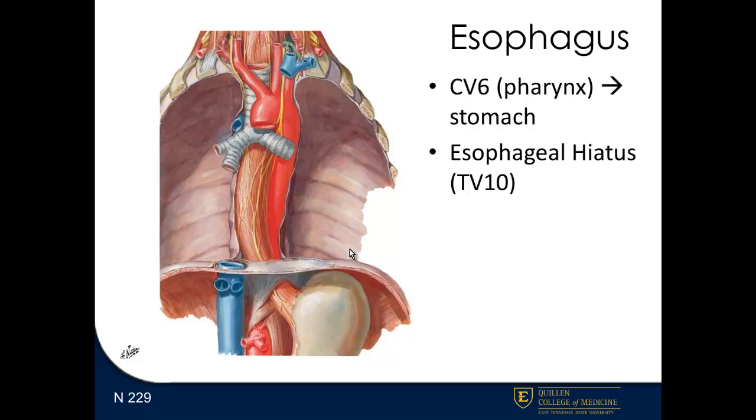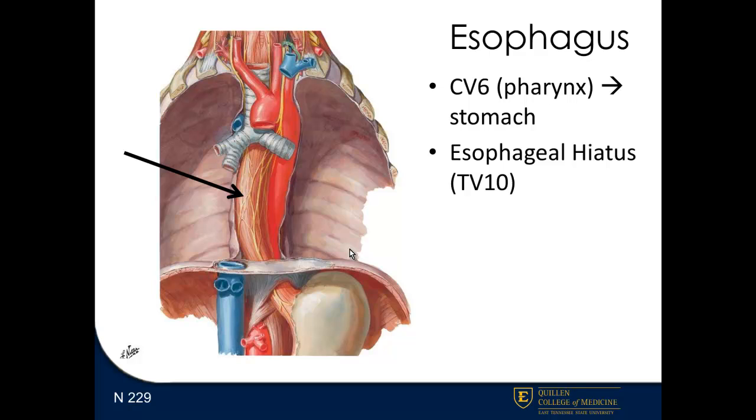Let's look a little closer at each structure, starting with the esophagus. The esophagus is seen here as striated muscle as it descends through the chest. It originates in the neck and communicates with the pharynx. So it originates around cervical vertebral level 6. So when we swallow food, it'll enter our oral cavity, our pharynx, and then around CV6 pass into our esophagus.